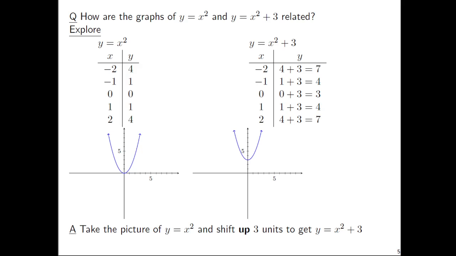So to answer the question after the exploration, you take the picture of y equals x squared shown here, and just take the part in blue, just the graph, and you shift it up 3 units to get y equals x squared plus 3. The key thing is to note that if you know the graph of this thing, then the plus 3 here is going to shift the picture up because the y coordinate has grown by 3 units. Let's take a look at a picture.